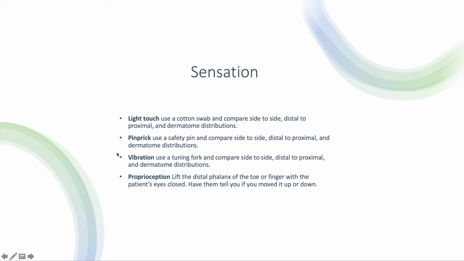Next is vibration, so we usually use a tuning fork, and this is also very important to test, especially proximal and distal, because patients with neuropathies frequently lose vibration sense. And then we also test proprioception, where you lift either distal phalanx of the toe or the finger, and you ask the patient to tell you whether the toe is up or down. Now, if they are unable to feel, let's say, at the toe, then you want to move more proximally and test at the ankle and see if it's present at the ankle. And if it's not present at the ankle, that will tell you that there's even more involvement, and then you could move to the next joint up, which would be the knee.